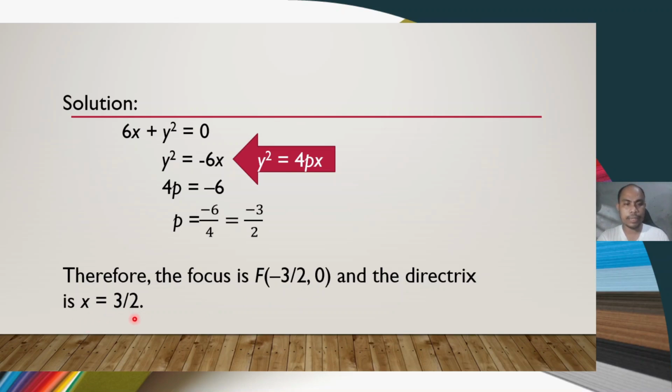Bakit positive man siya? It's because our value of p is what? Less than 0. This is less than 0. Our x is equals to what? Positive 3 halves. Okay? Okay, moving on.